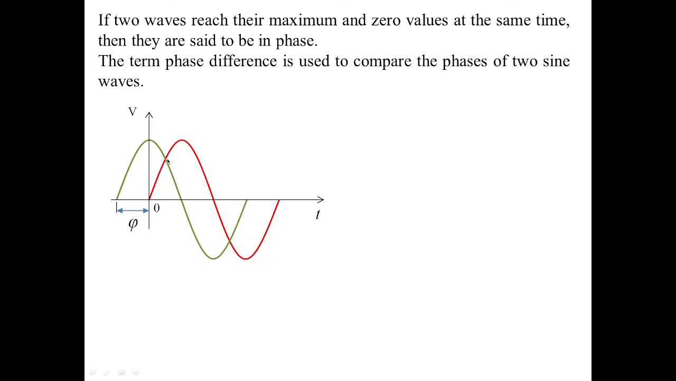You can see there are two sine waves. One is in red color, one is in green color. The red wave is starting from 0 and it has reached some time period. Then there is a green wave which started before the 0. So this I am going to treat as reference. So the green wave has started before the reference.